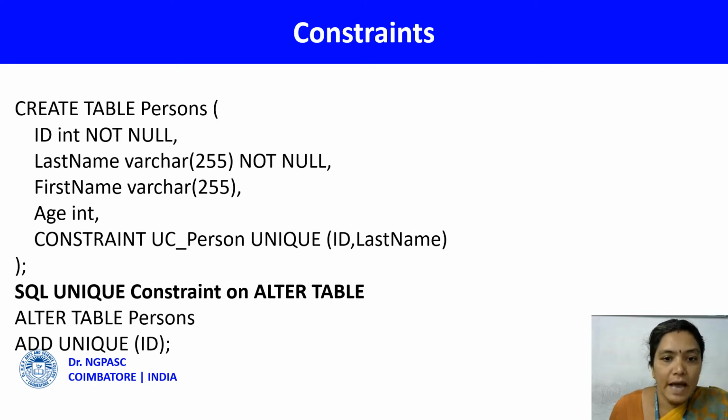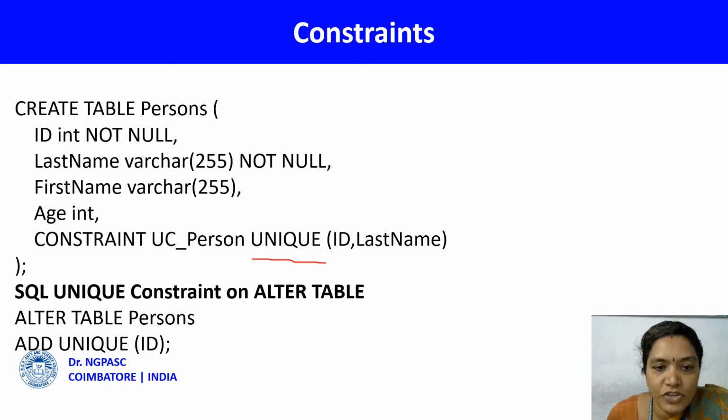So how can I add my unique key constraint? Here I am creating a table called person. In that, ID is my not null column. Then last name I am also setting as not null. For first name I don't have any constraint, and for the age column also I don't have any constraint. At last I am defining a constraint called unique, the unique key constraint. Here I have created the constraint at the table level.